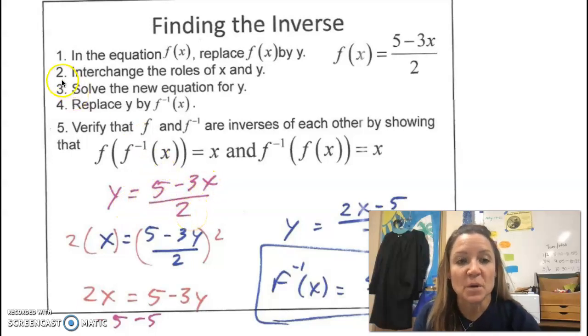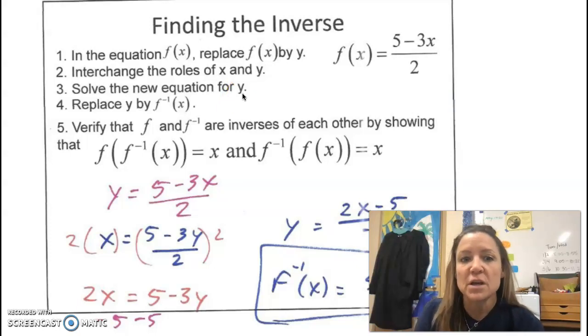Okay. Step number 2, you're going to interchange the roles of the x and the y. So you'll see in the very next step, where I have y, I wrote x. Where I have x, I wrote y. So you just kind of flip-flop those two variables. Step number 3, you're going to solve the new equation for y. So you're going to do inverse operations, just like in pre-algebra, until you get the y by itself.